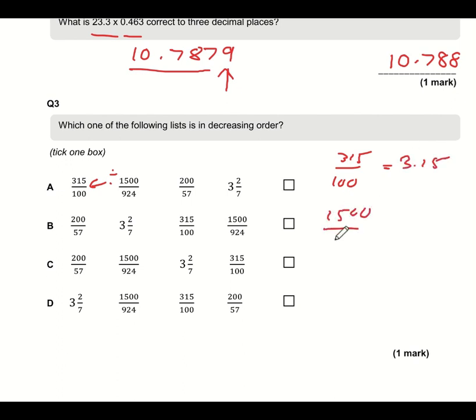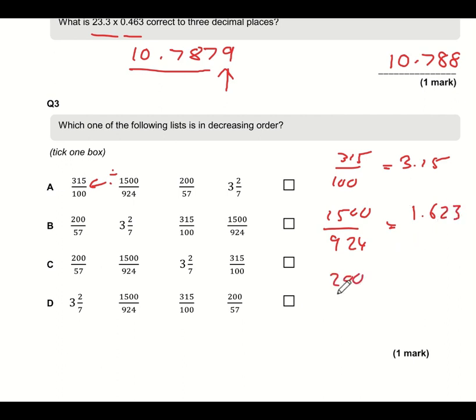1,500 divided by 924 is 1.623. So by looking at them as fractions, it's very difficult to know which one's bigger than the other, but if we can turn them into actual numbers or percentages, then we can compare. It's very easy to work out which one's bigger. For example, we know 3.15 is bigger than 1.6, hopefully.